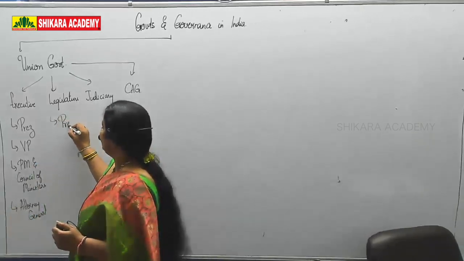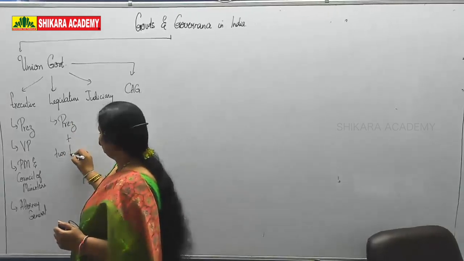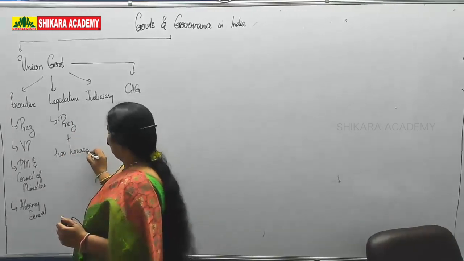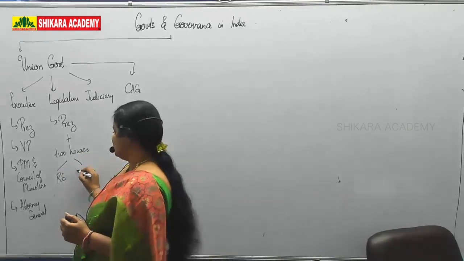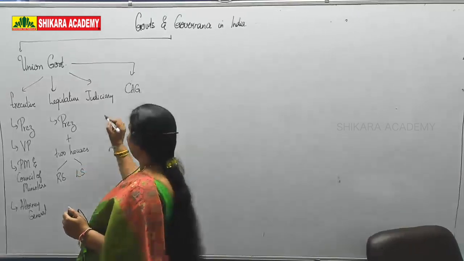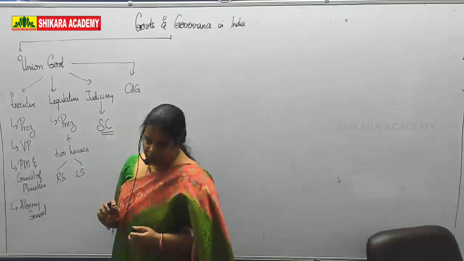Then what will come under the legislature? The legislature will basically have the president and two houses. What are the two houses? Lok Sabha and Rajya Sabha. We basically call them the Council of States and House of the People. And the judiciary in the center will have only one court, which is the Supreme Court.